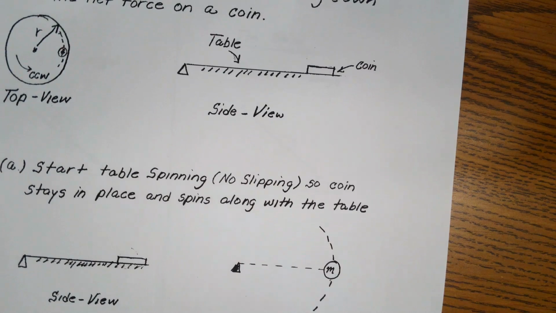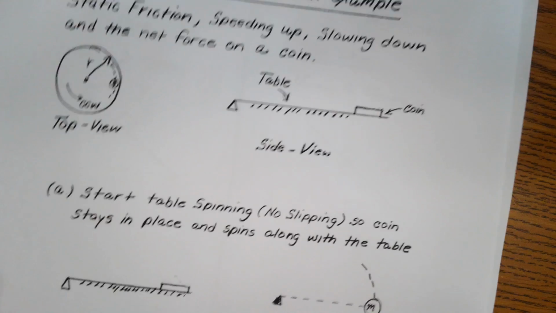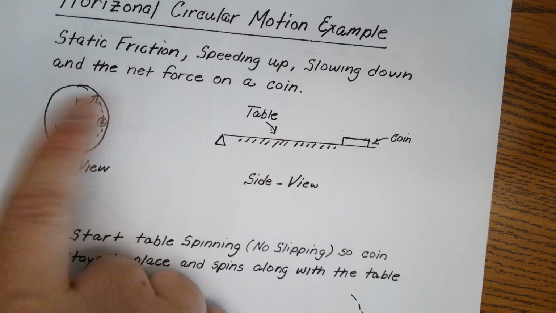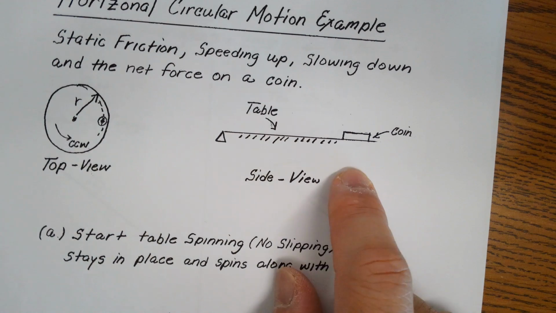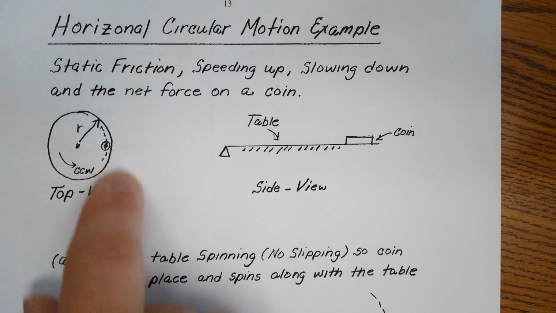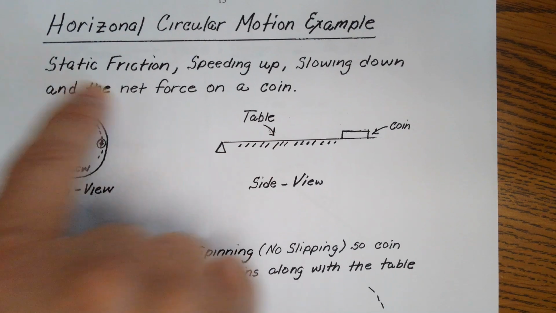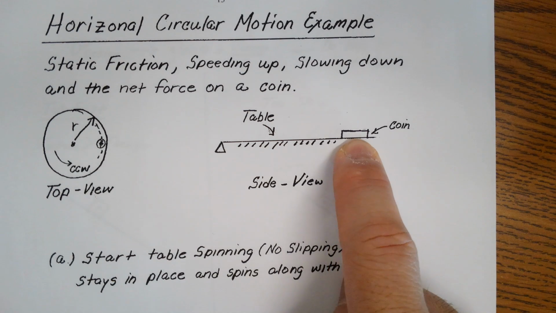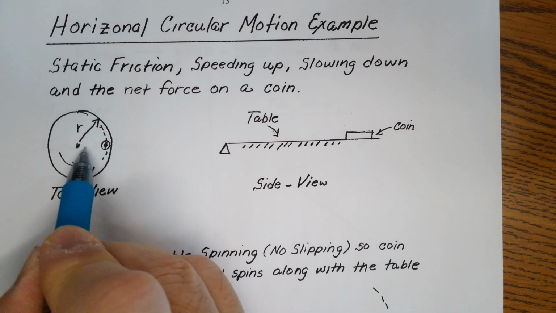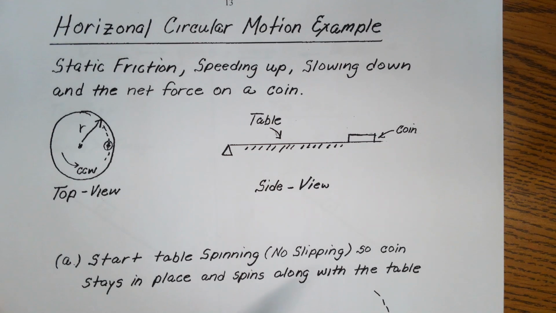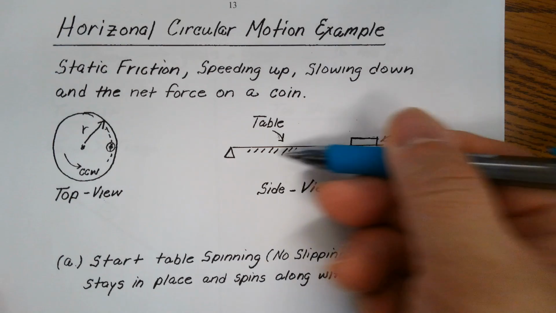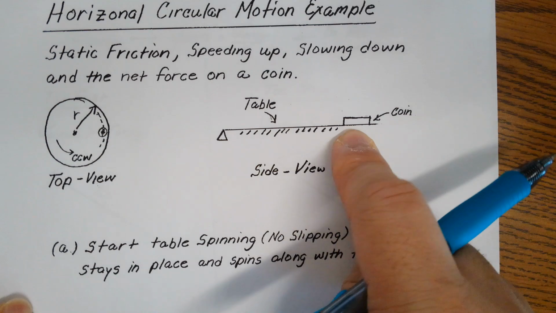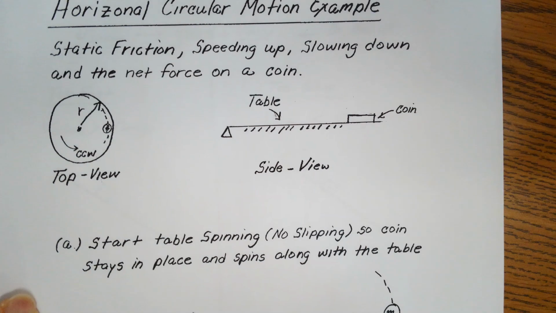So I think we're pretty much done, actually. If you take a look at the horizontal circular motion example, with static friction, speeding up, slowing down, and the net force on the coin: consider a coin on top of a record player going around, and let's say it starts to speed up, speed up, speed up. At a certain point, this coin is not going to be able to hold on because it's the friction that keeps this coin in a circular motion. The friction has to act in towards the center of the circle. There's a certain point where the coin is going to lose it and slide off.